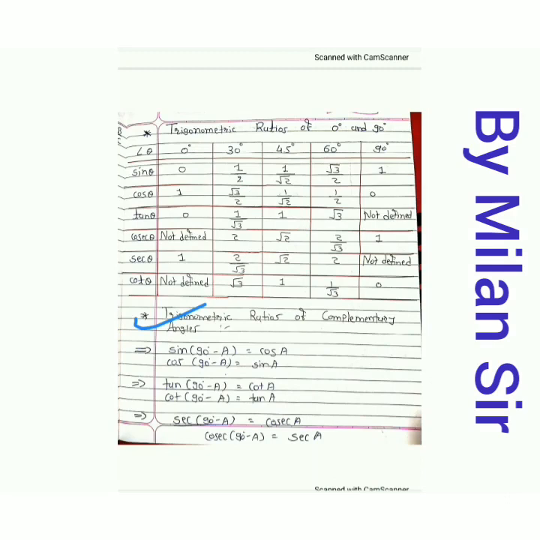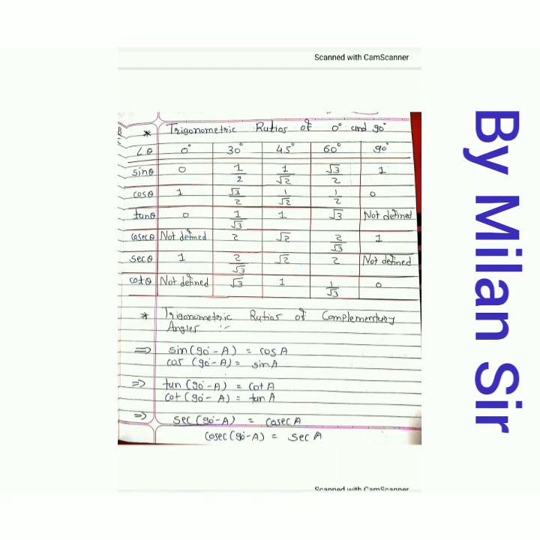Complementary angles means their addition is 90 degrees, right? In a right angle triangle, one angle is equal to 90 degrees. So these two are complementary angles, because the addition of these two angles is obviously 90 degrees. Right, so these are the complementary angles.